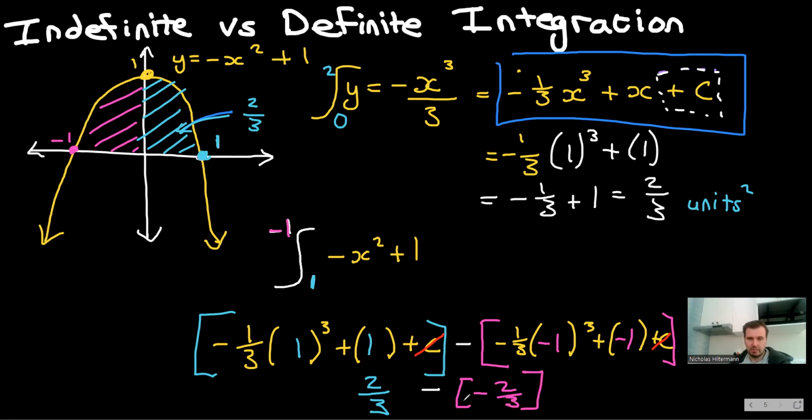Well, what happens is you minus a minus, you end up plussing. So it ends up becoming 2/3 plus 2/3. I'm going to write it again so that we can see graphically what's actually going to happen here. So plus 2/3 gives us the 4/3.